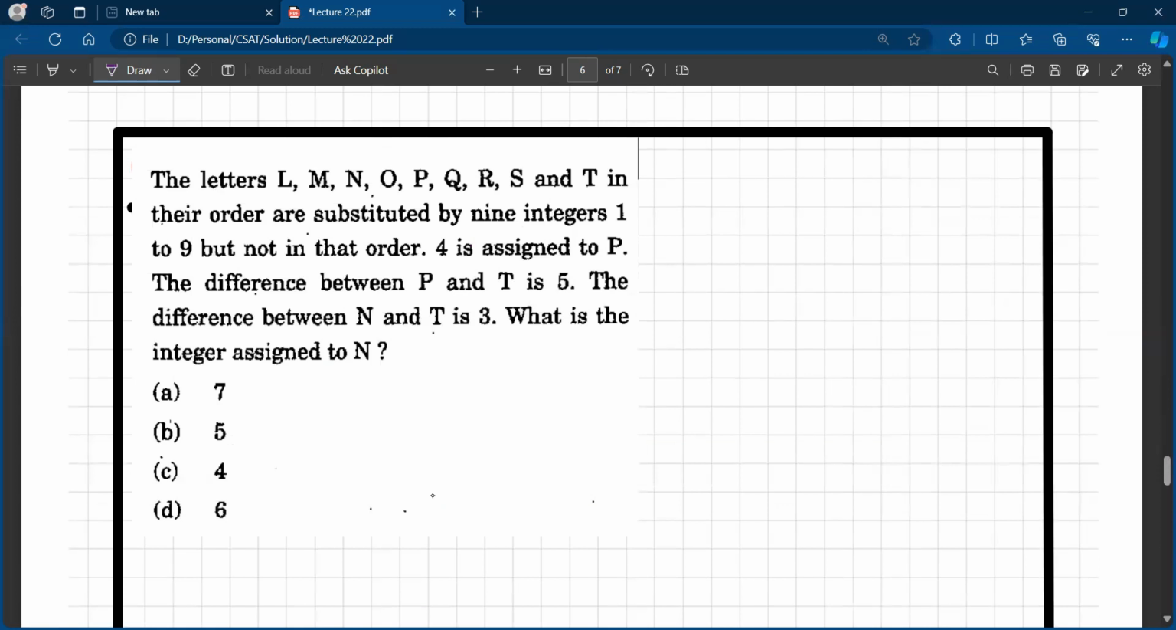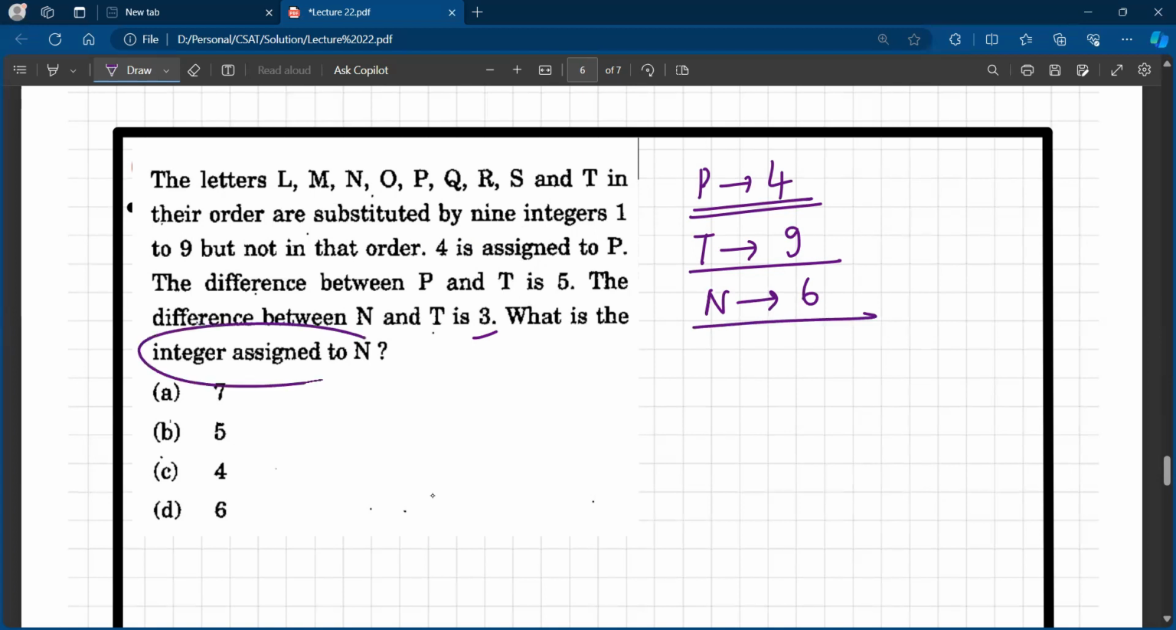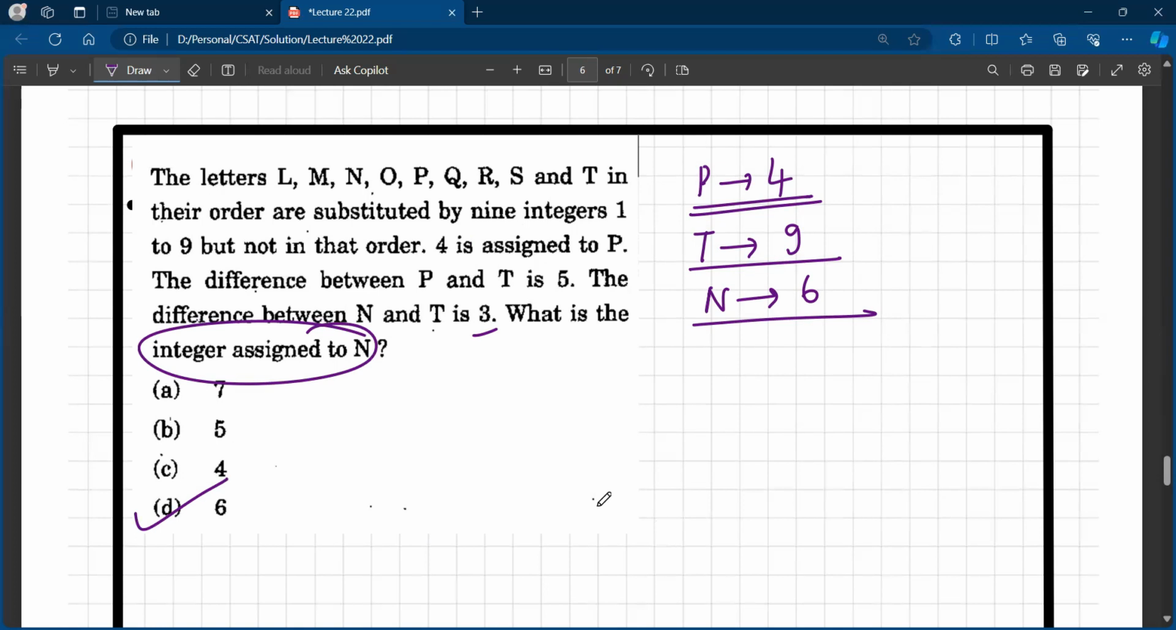The letters L, M, N, O, P, Q, R, S, T in their order are substituted by 9 integers 1 to 9, but not in that order. 4 is assigned to P. The difference between P and T is 5. That means T will be 9. The difference between N and T is 3. That means N will be 6. What is the integer assigned to N? 6. Clear? Coming to the next problem.